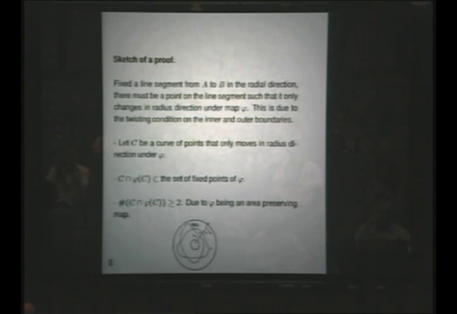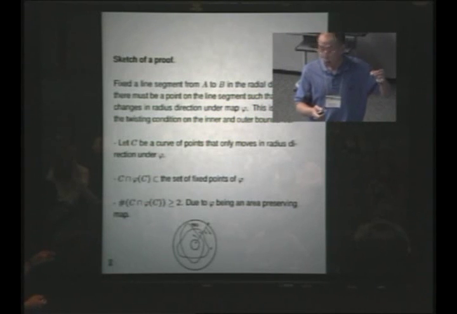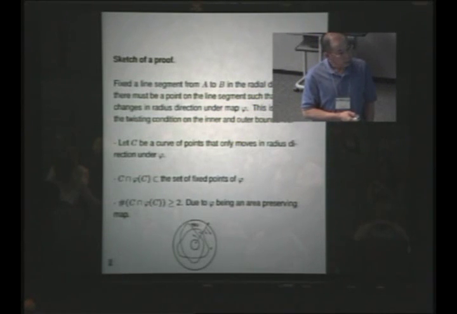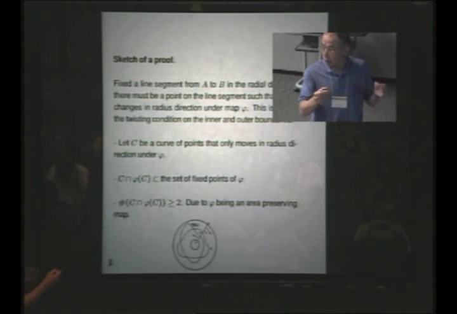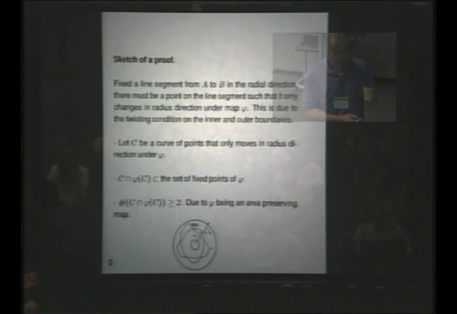You can see this by thinking about what happens under phi: this line segment becomes a curve in general, because of the twisting. On the outer boundary it goes one way, and on the inner boundary it goes the other way. So the image of this line segment under phi has to intersect the original line segment somewhere. That point is the image of another point on the line segment under phi. That means you find at least 1 point that does not move in the angular direction, but only moves in the radius direction.